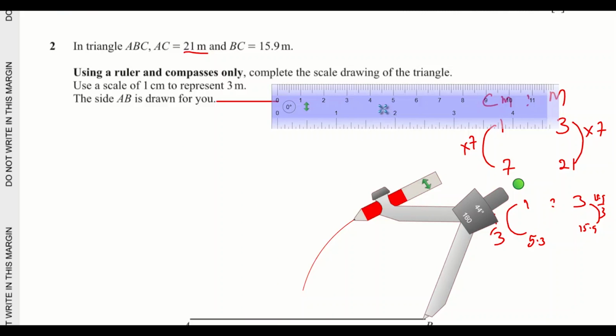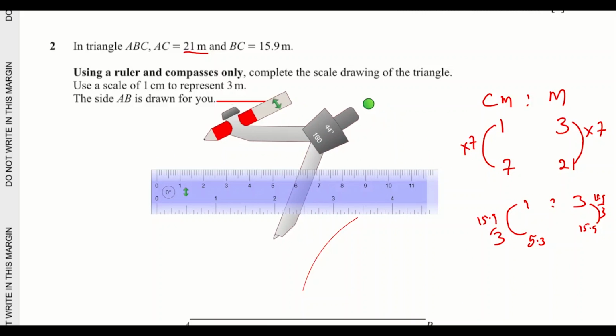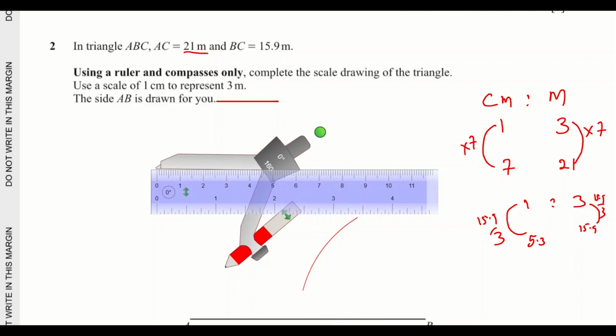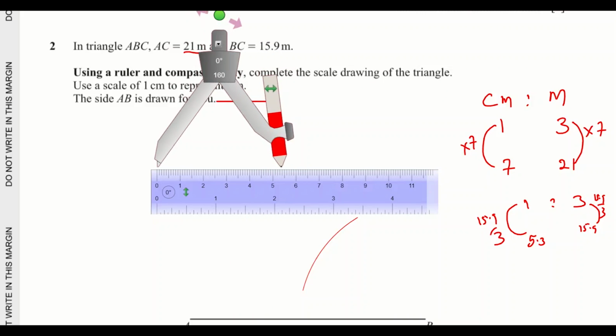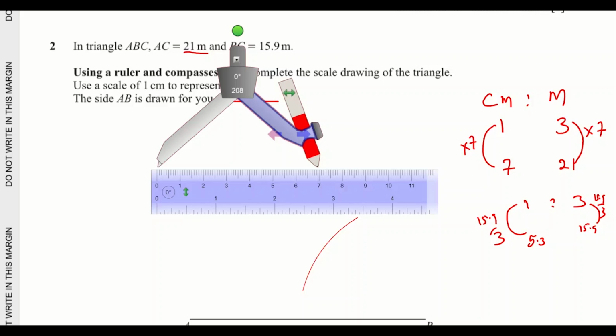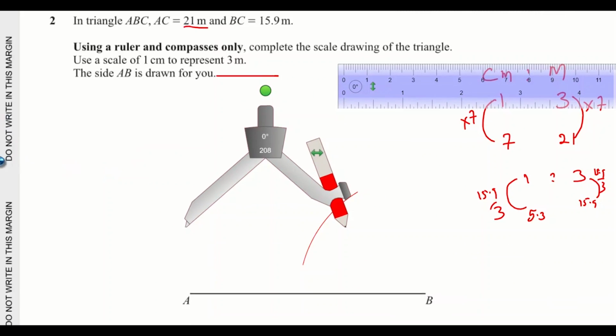Okay, so I'll take the line AC again. That should be 7 centimeters. So let's place a pair of compasses there once again. Let's measure 7 centimeters. Stretch it a little bit. Okay, so this is cool now. So let's take this and intersect this curve.